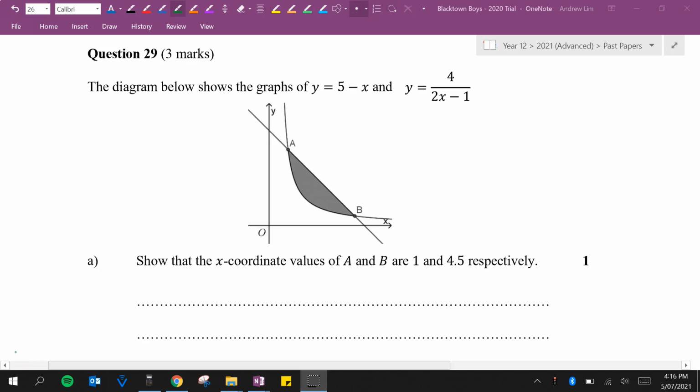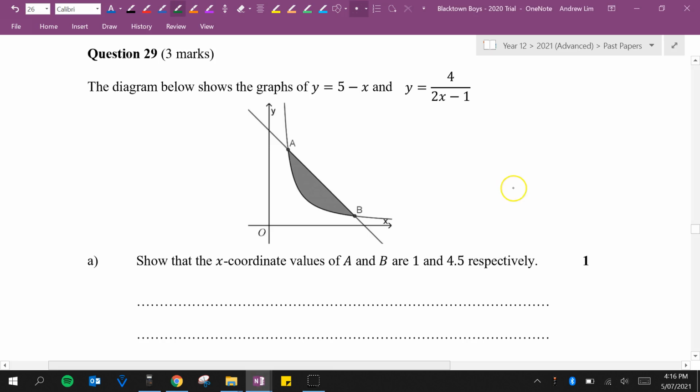Question 29 on the Blacktown Boys 2020 trial. The diagram below shows the graphs of y equals 5 minus x and y equals 4 over 2x minus 1. Show that the x coordinates of A and B are 1 and 4.5 respectively.